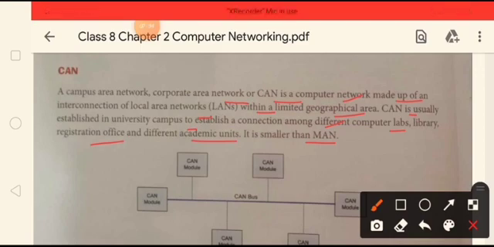Okay, it is basically a corporate area network or a campus area network which is set up in a particular university or a school or in a corporate sector. So it is used to connect LANs, basically different LANs, but in a limited geographical area. Suppose it is set up in a university, and that entire university is very big, so there are many computer labs in different blocks, there are library, offices, and academic units. So in that particular area, campus area network is used, but it is smaller than MAN.